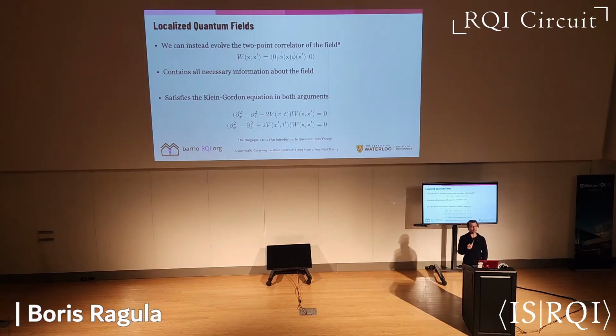And so if we've created a numerical method to solve the wave equation, we expect that applying this method to both arguments of the Wightman function will yield good results for the evolution.